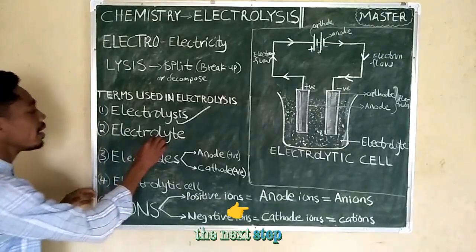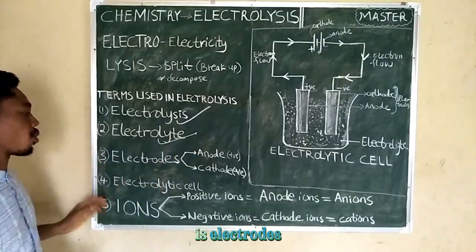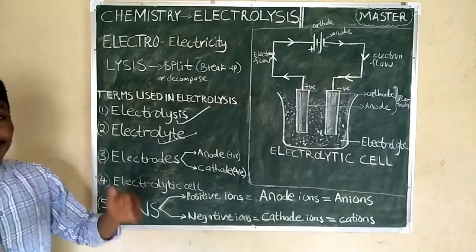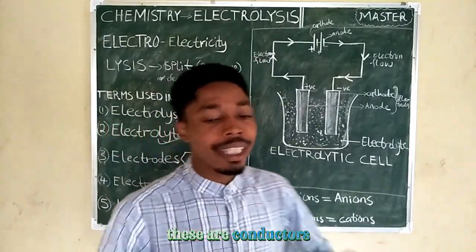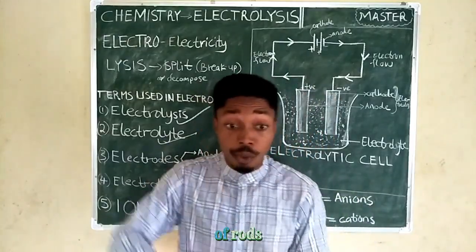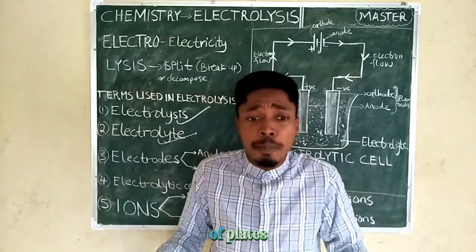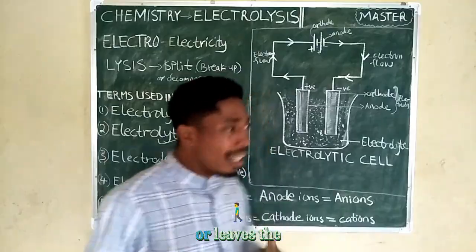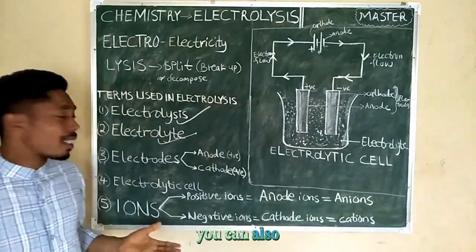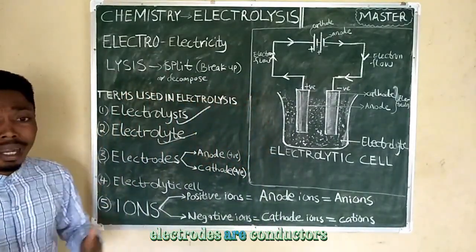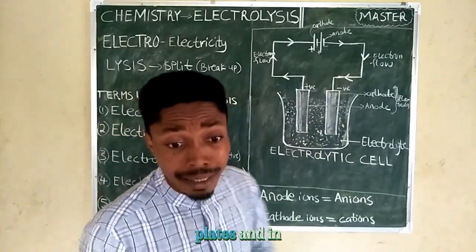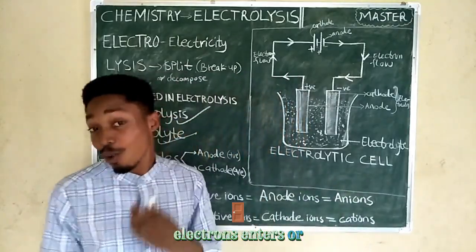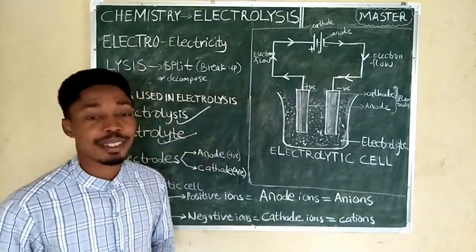The next term is electrodes. What are electrodes? These are conductors in the form of wires, in the form of rods. It can even be in the form of plates, through which an electric current enters or leaves the electrolyte. You can also say that electrodes are conductors in the form of wires, plates, and rods through which electrons enter or leave the electrolyte.